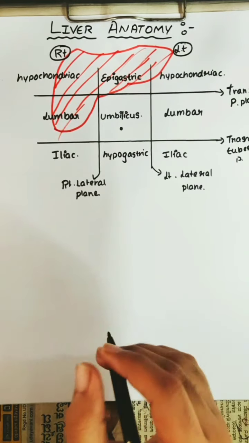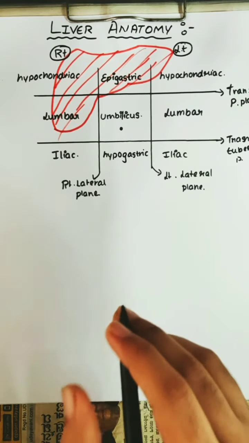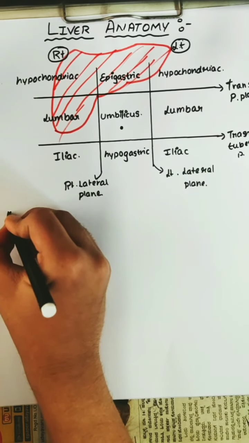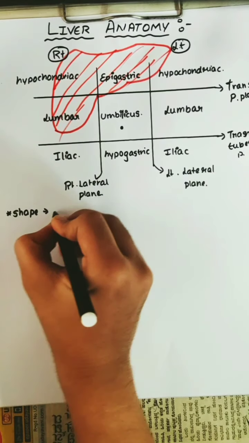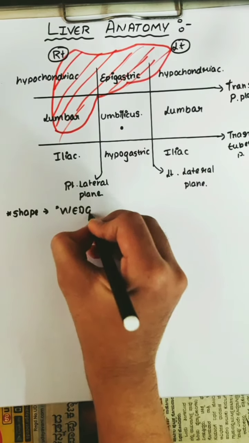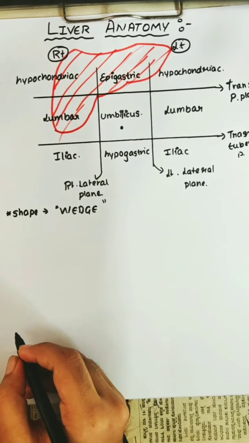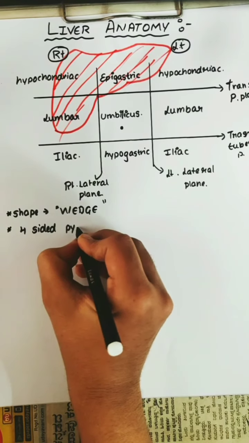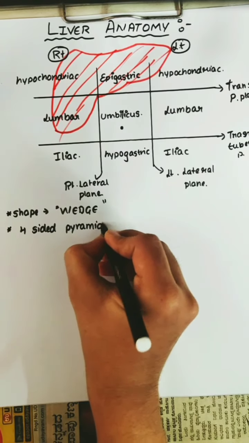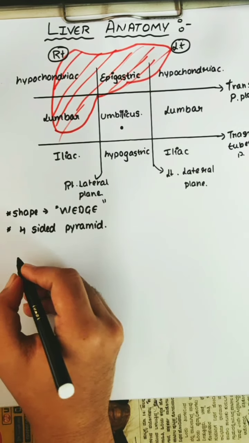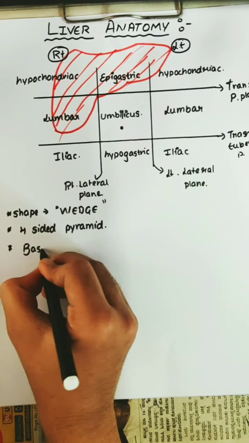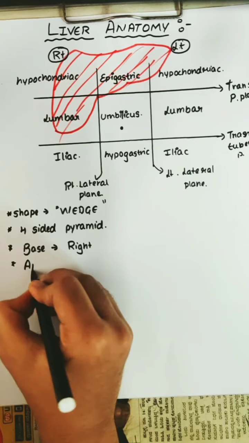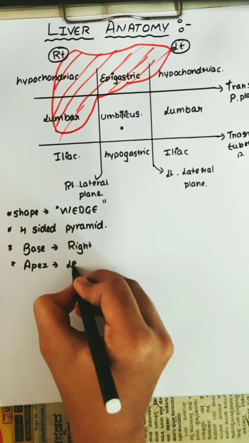So we'll see the detailed structure, shape, size, weight, everything about the liver. Now we'll look about the shape of the liver. So shape of the liver is wedge shaped, and it resembles a four-sided pyramid, and remember one thing, its base is directed towards the right and apex is directed towards the left.